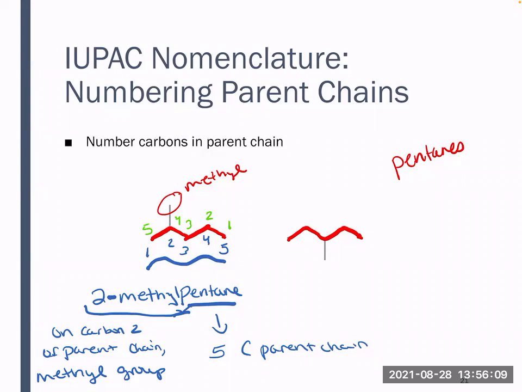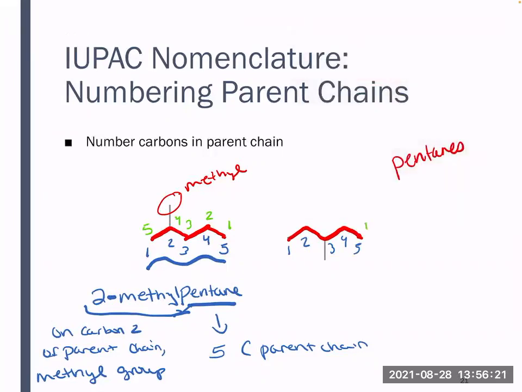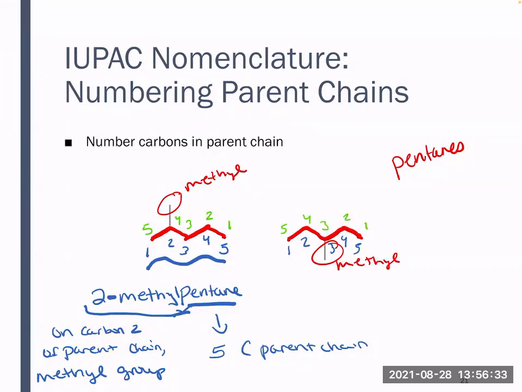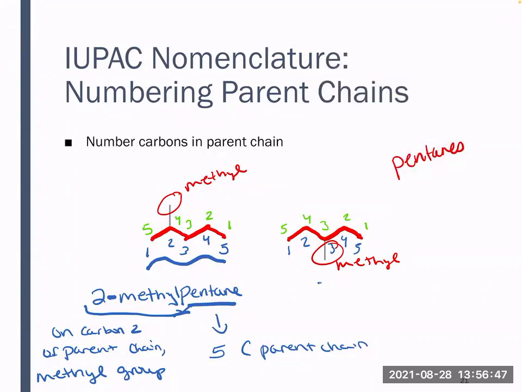Let's look at the next one. If I number from left to right, 1, 2, 3, 4, 5. In this case, it's the same as numbering right to left, 1, 2, 3, 4, 5. Because either way I number, my methyl group is on carbon 3. So in this case, it doesn't matter which way you number it, because in both circumstances, the one only substituent you have has the same number. So I would name this compound as 3-methylpentane.